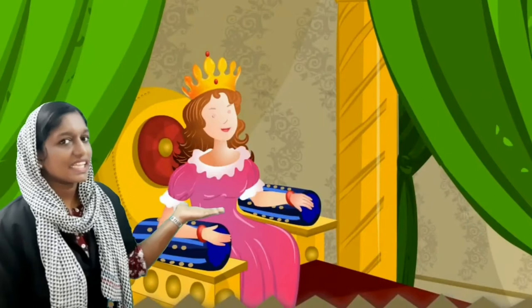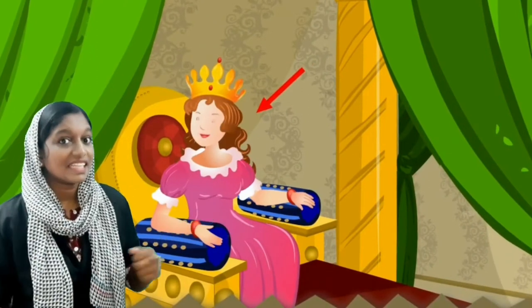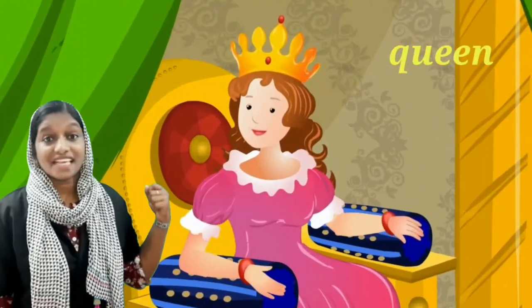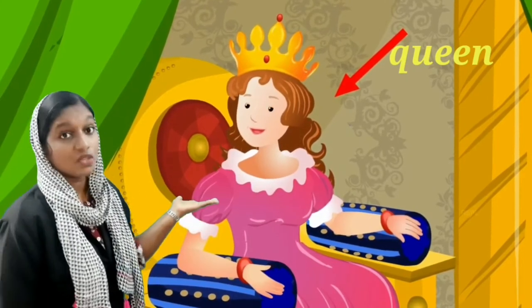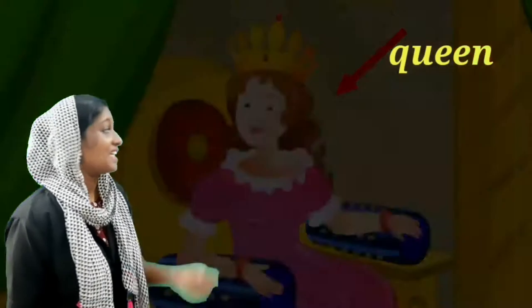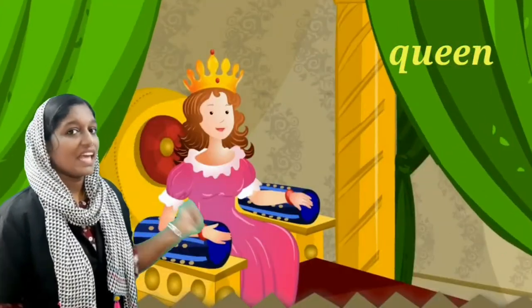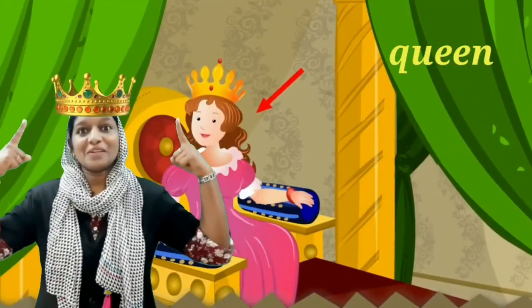Okay, and now let's see some words that begin with letter Q. Okay, ready? The first word is Q for... Who is sitting there? Yes, it is a queen. Q for queen. A queen is looking very pretty, isn't it? So Q for queen.